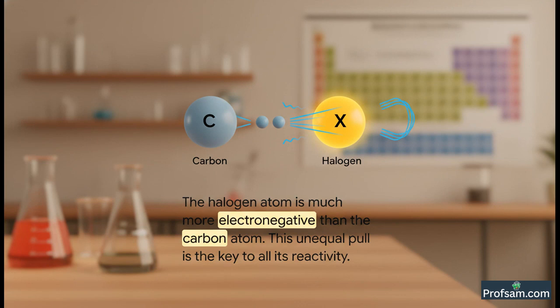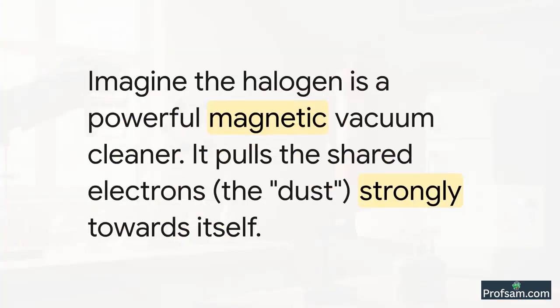Now, what does electronegativity mean? It's simply the power of an atom to pull the shared pair of electrons in a bond towards itself. And when it comes to this pulling power, halogens are very strong. A really great way to picture this is to imagine the halogen atom as a powerful magnetic vacuum cleaner. And the shared electrons in that bond are like tiny dust particles. So what's going to happen? Obviously, the vacuum cleaner will pull all that dust towards itself. In the exact same way, the halogen pulls the electron cloud of the bond strongly towards itself.